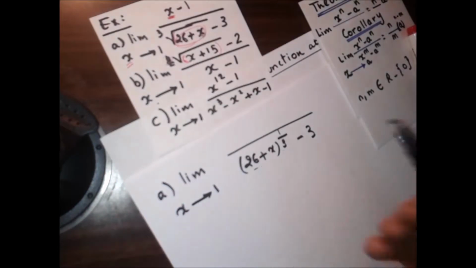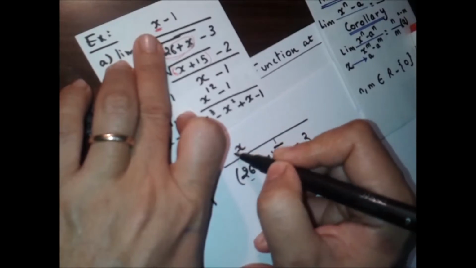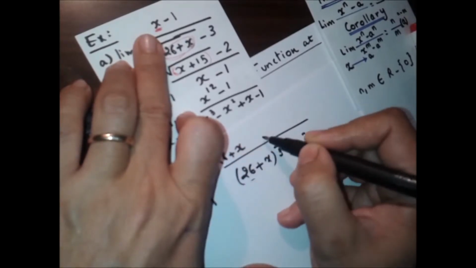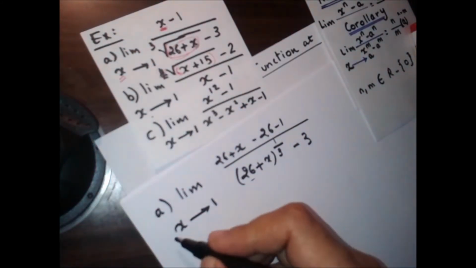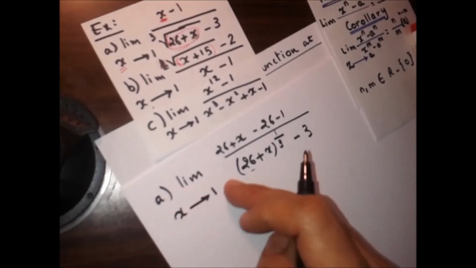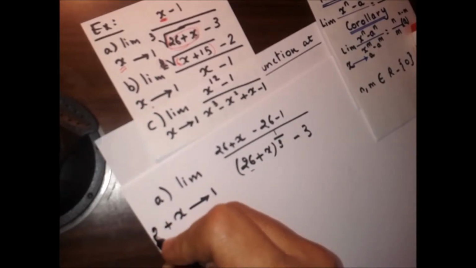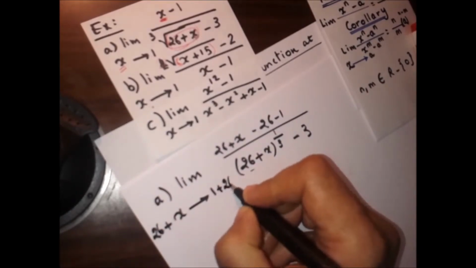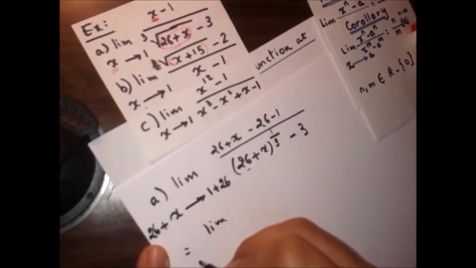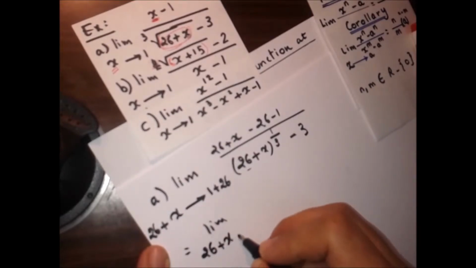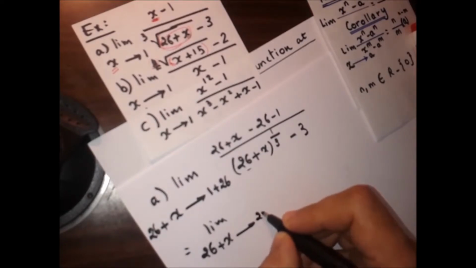Now we will not change this, but in the numerator we have only x. We need to change it into 26 plus x, simply by adding 26 and subtracting 26, and don't forget we have minus 1. We will do the same for this part: we need to change x into 26 plus x, so we just add 26 to both sides. Now let's simplify. This is equal to the limit of 26 plus x, as x tends to 1 plus 26, which is 27, of.